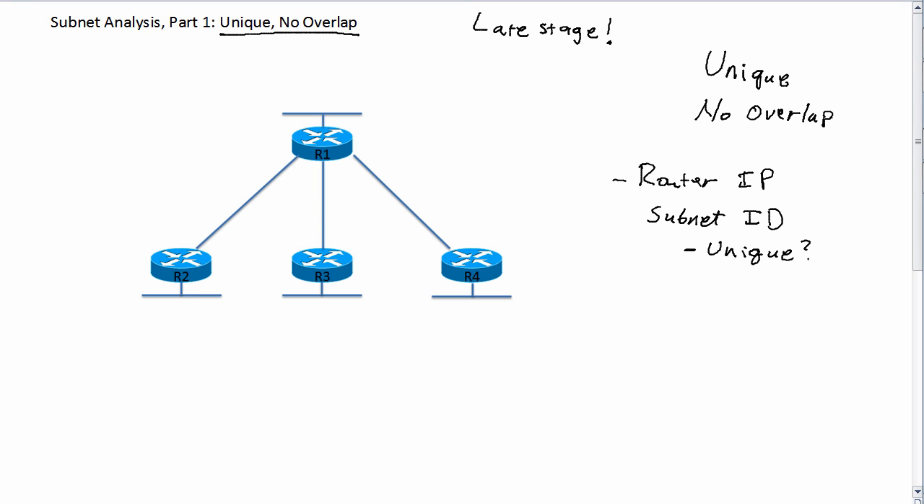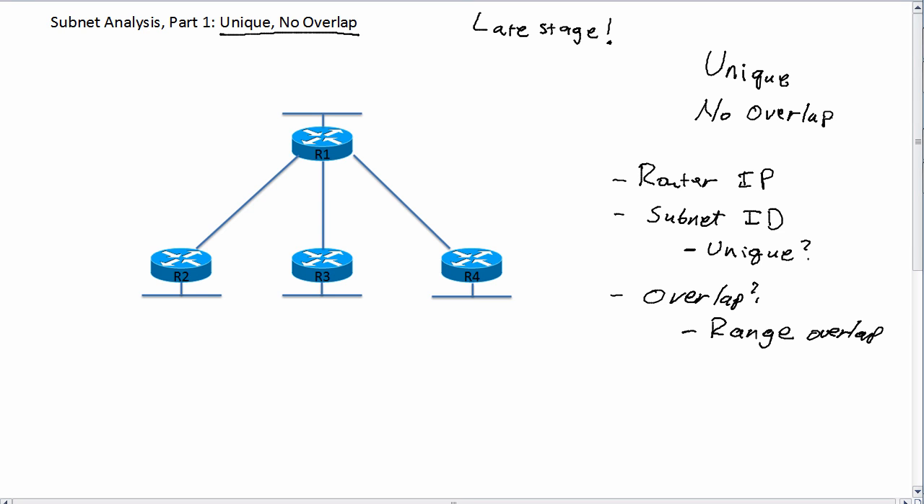The little bit more subtle part is finding if an overlap occurs. Now to do that, you also need to find the range of addresses in each subnet, because it could be that subnet IDs are different, but the range of addresses in those subnets overlap. So let's take a look at an example.